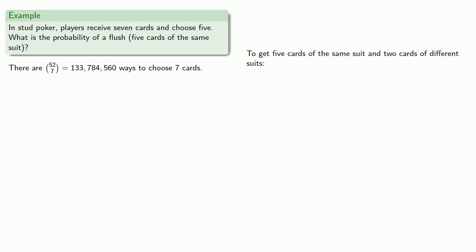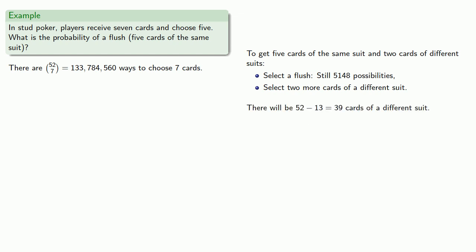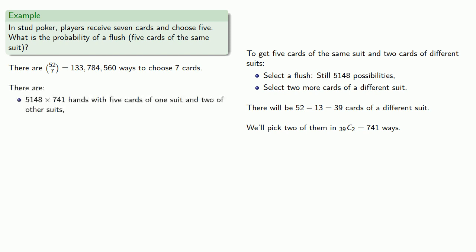Now to get 5 cards of the same suit and 2 cards of different suits, we select a flush, and there's still 5,148 possibilities, but we need to select two more cards of a different suit. And in particular, there's 52 minus 13, 39 cards of a different suit. And so we can pick two of them in 39 choose 2, 741 ways. And again, because the flush that we select and the two cards of a different suit that we select are not interchangeable, we can multiply these two numbers and see that there are 5148 times 741 hands of five cards of one suit and two of other suits.